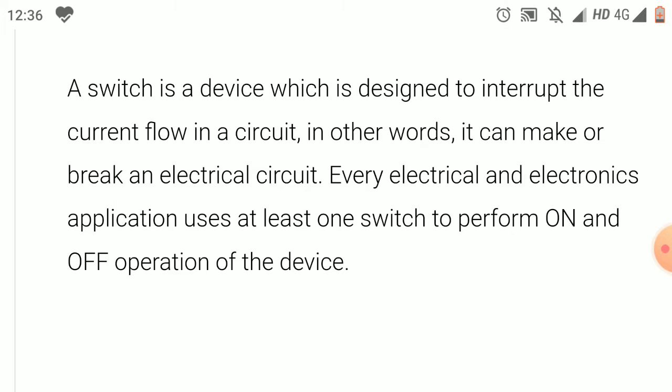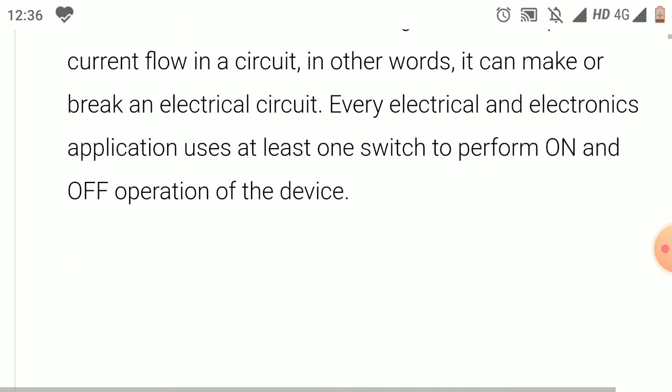A switch is nothing but a kind of device which interrupts the flow of current in the electrical circuits. How does it interrupt? When the two points of the electrical circuit are closed, or we can say short circuited, the current flows in it, and when the two points are open, the current will not flow in it. So it's nothing but the on and off positions of the switch that are used to control the electrical circuits.